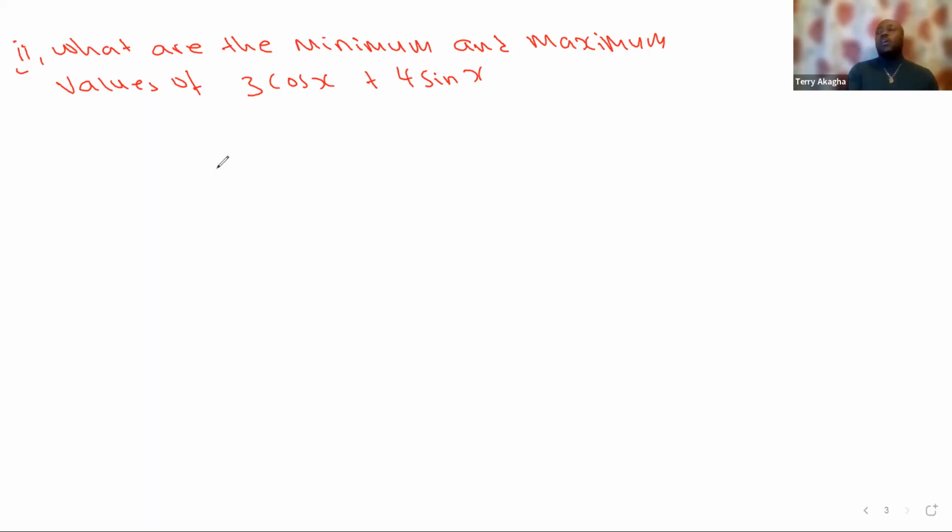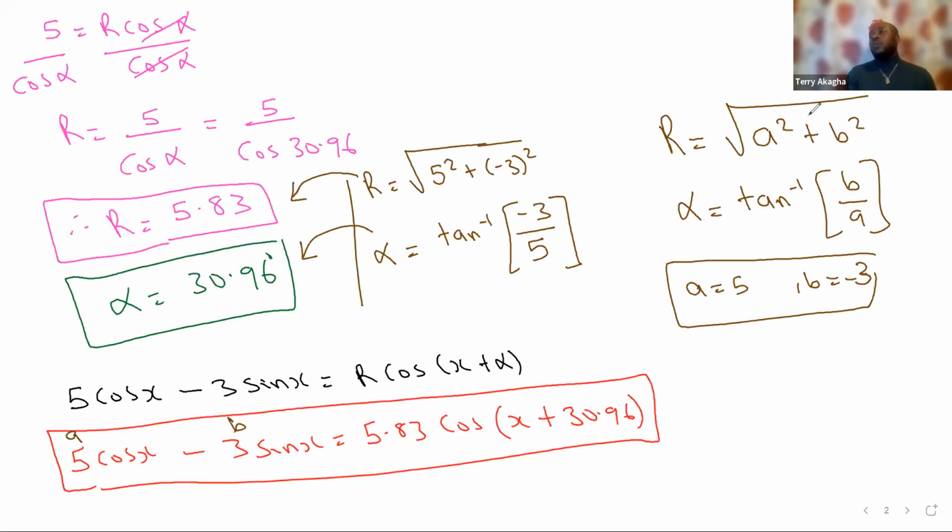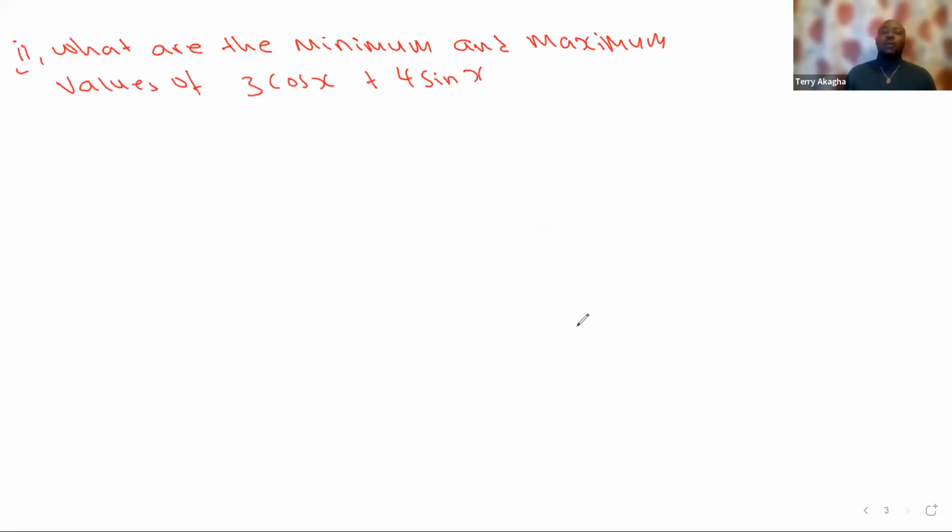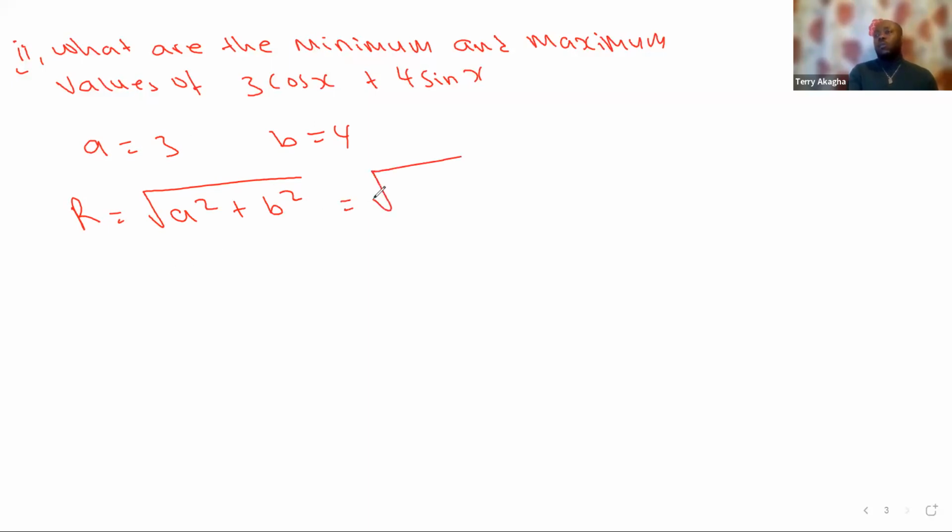The same thing. So I'm going to use the shortcut here to make it very fast. So I can now get my R. So I know my A is equal to 3 and my B is equal to 4. So that means my R is equal to the square root of A squared plus B squared. And that will give me the square root of 3 squared plus 4 squared. And that will give me the square root of 9 plus 16. That will give me 25.